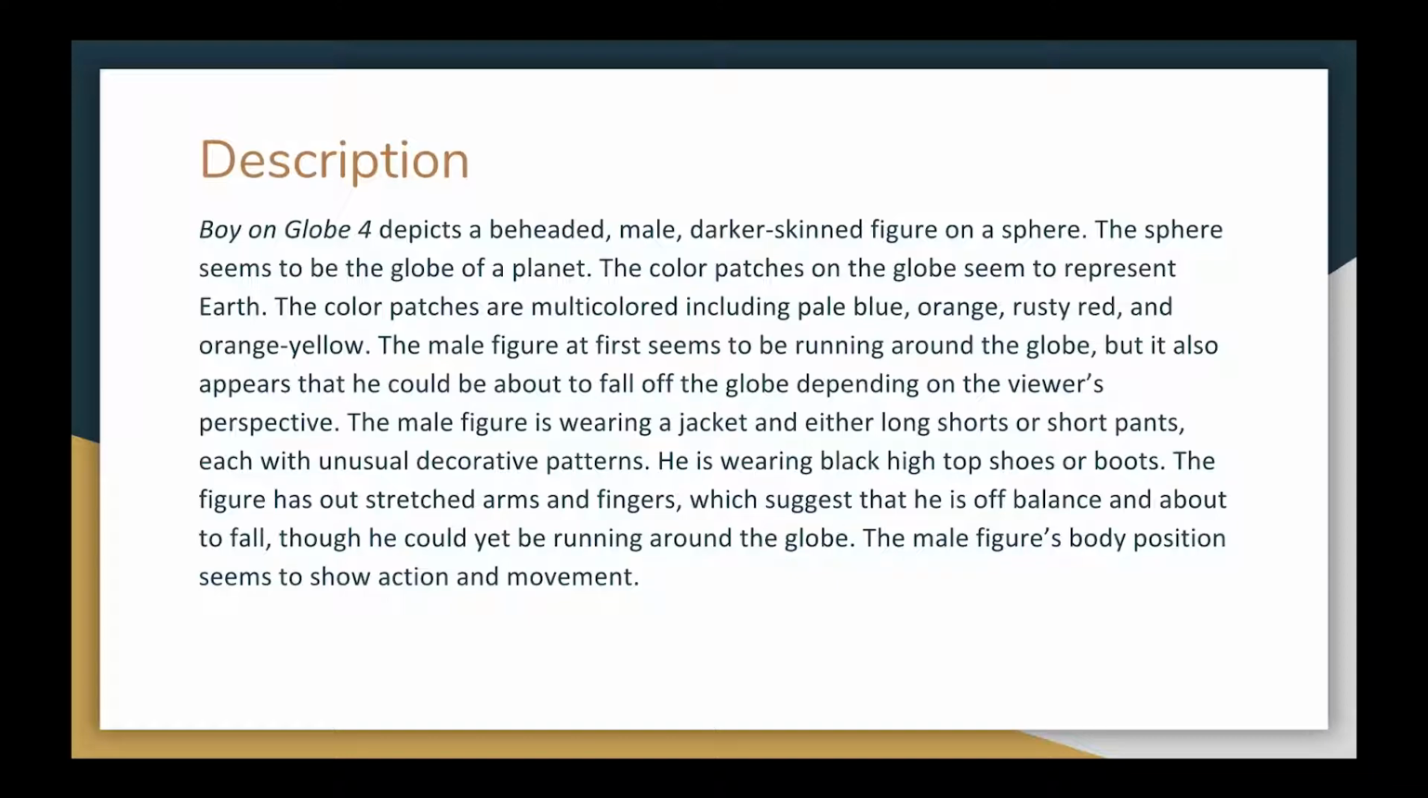The male figure at first seems to be running around the globe, but it also appears that he could be about to fall off the globe depending on the viewer's perspective. The male figure is wearing a jacket and either long shorts or short pants, each with unusual decorative patterns. He is wearing black high-top shoes or boots. The figure has outstretched arms and fingers, which suggest that he is off balance and about to fall, though he could yet be running around the globe. The male figure's body position seems to show action and movement.